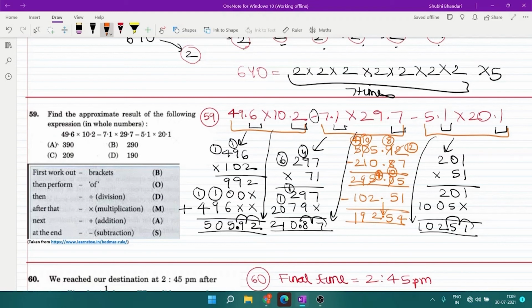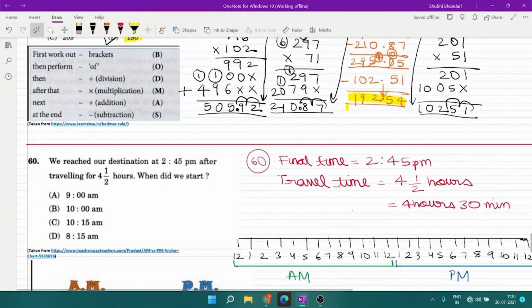So now they have asked us to find the approximate result. So 192.54 coincides with 190 the best. So the solution to our problem becomes 190. So the answer to 59 is D, because they have asked us for the approximate result and 190 is the closest to 192.